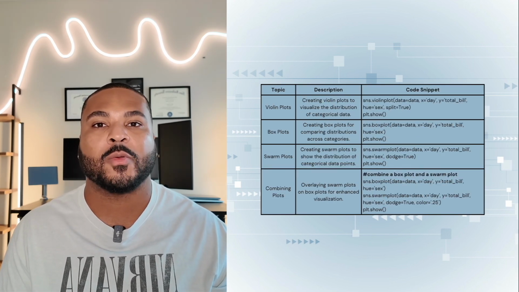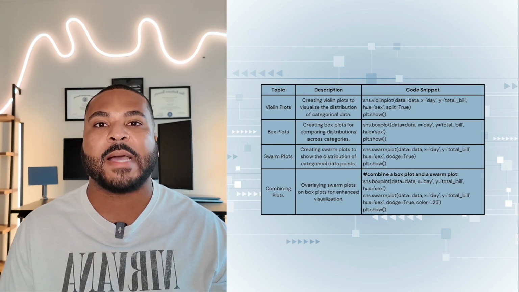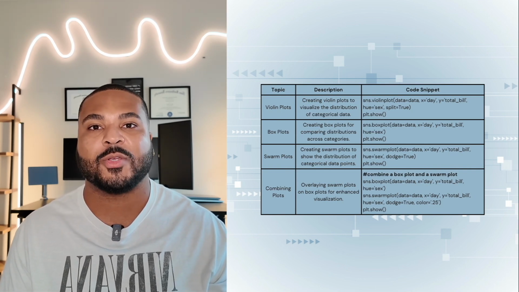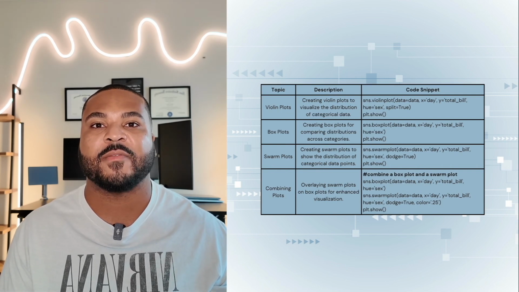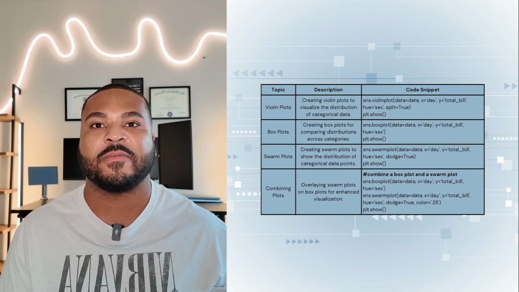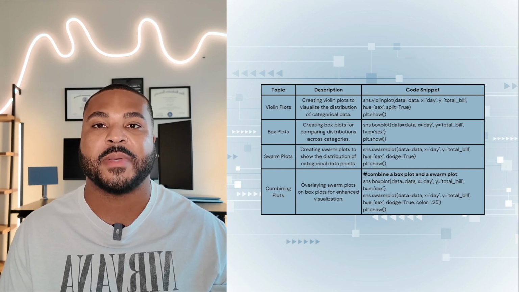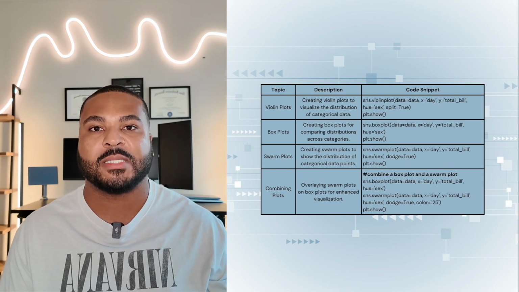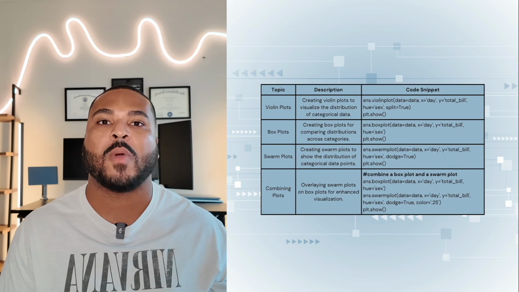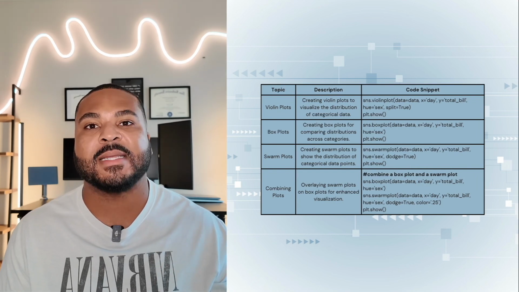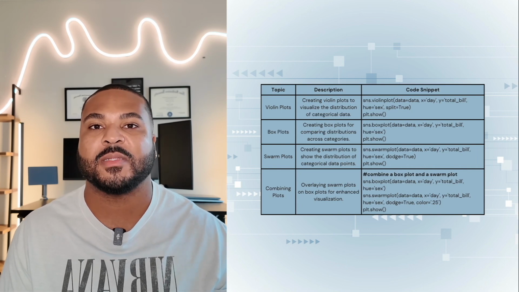Violin plots are a great way to visualize the distribution of categorical data. They combine aspects of box plots and kernel density plots to show the density of the data at different values. Let's create a violin plot to visualize the distribution of total bills across different days, split by gender. This code snippet generates a violin plot where the x-axis represents the days of the week and the y-axis represents the total bill. The data is split by gender, providing a clear comparison between male and female distributions.